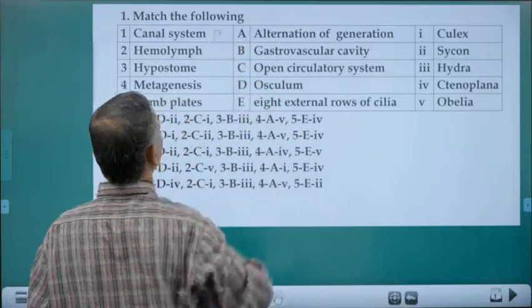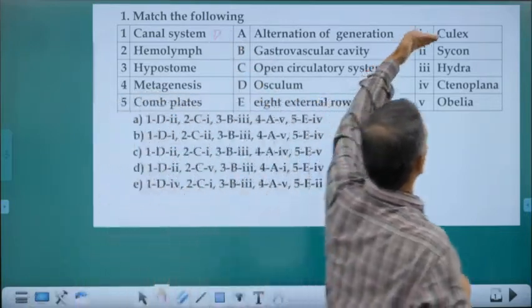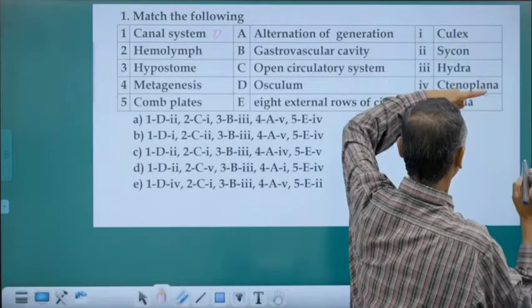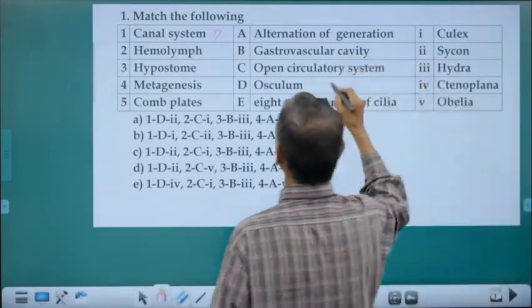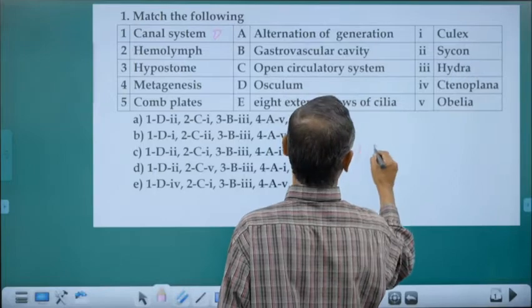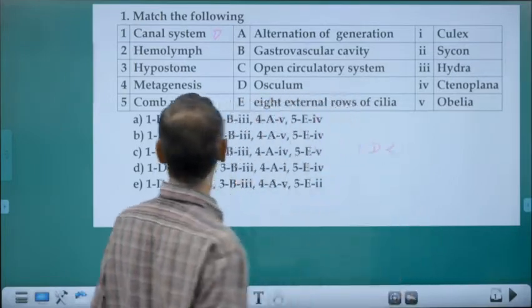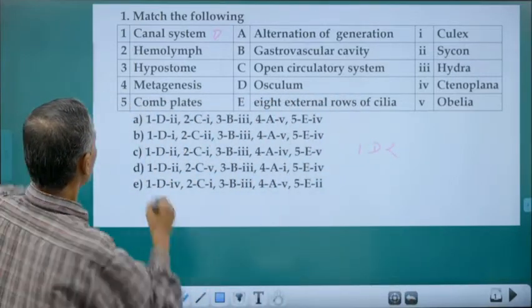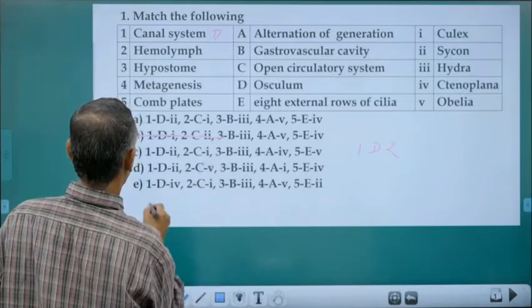Osculum. And which animal? Culex, mosquito, Scypha, correct, it's a sponge. So one should be 1D2. We eliminated all others.